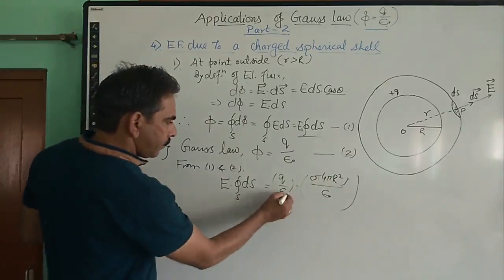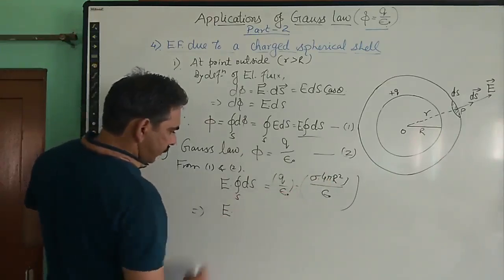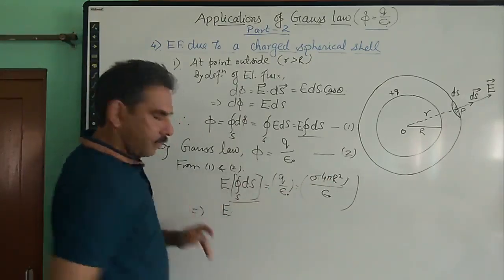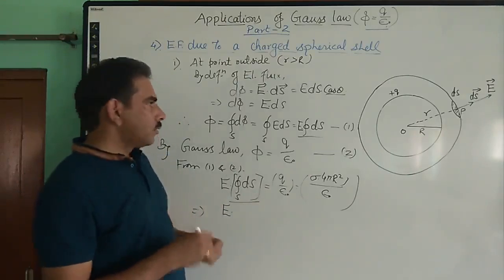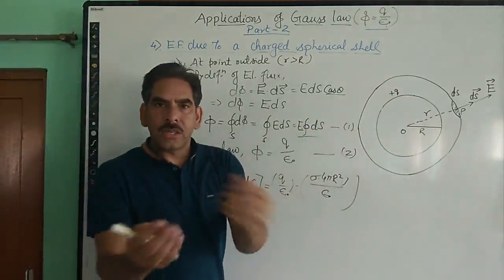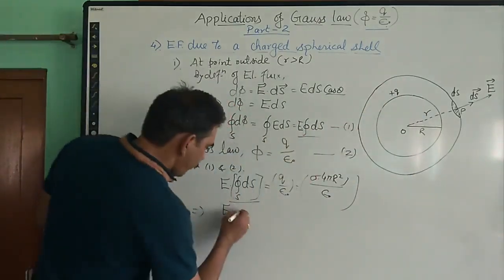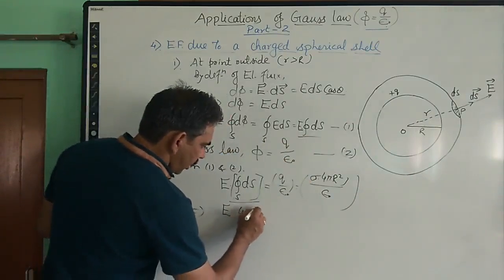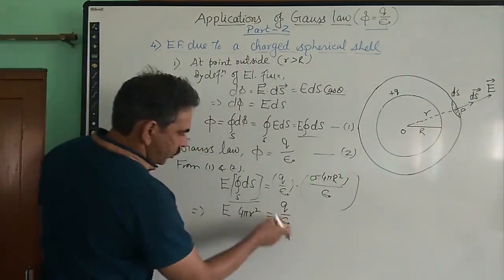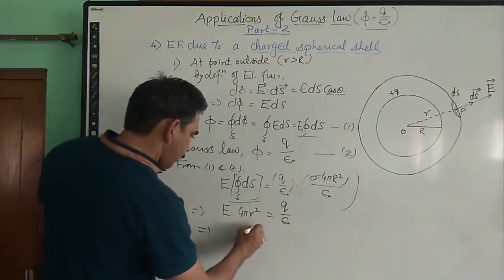So from this equation, it is clear that electric field into this quantity is simply the total surface area of the Gaussian spherical surface of radius small r, which is 4 pi r square. This is equal to Q upon epsilon naught. I am using just this value. You can also use that one if you want a different expression.